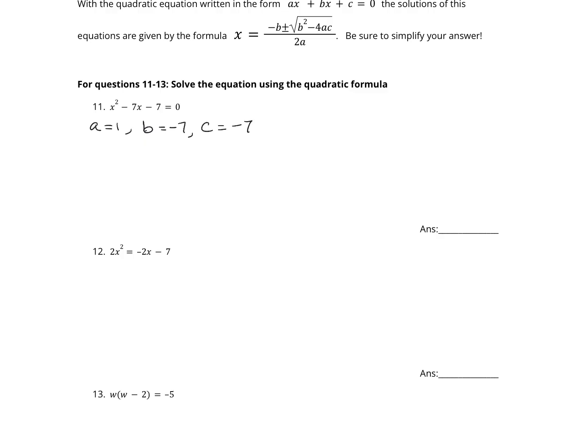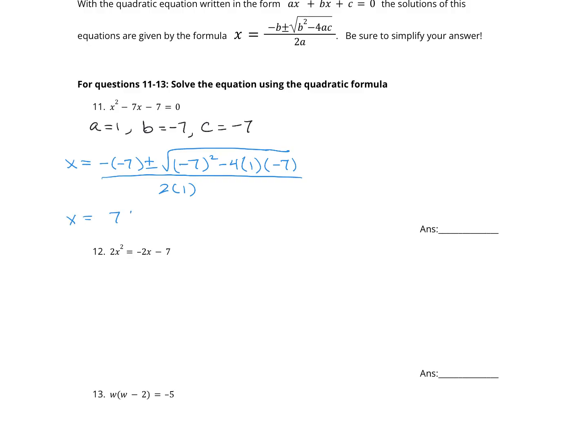All right, now using my quadratic formula, my variable I'm solving for is x. That's the negative or opposite of b, so that's the opposite of negative 7, plus or minus square root of negative 7 squared, minus the 4, which is always there, times the a, which is 1, times the c, which is also, coincidentally, negative 7, all over 2 times 1. Now we just simplify down very carefully.